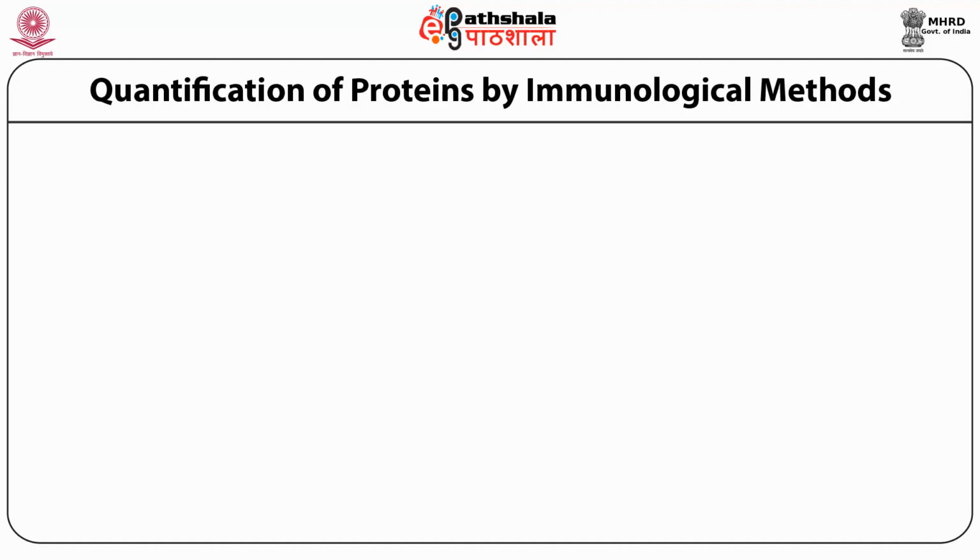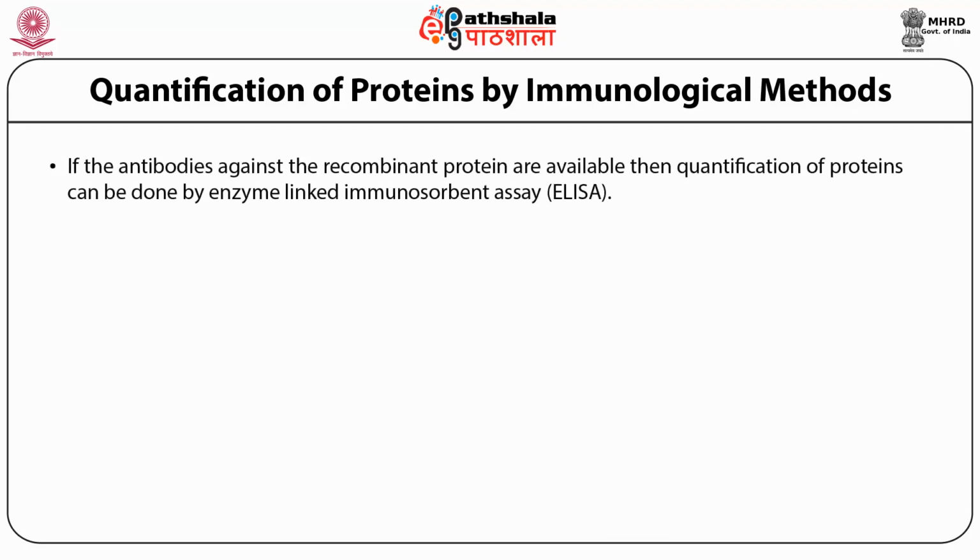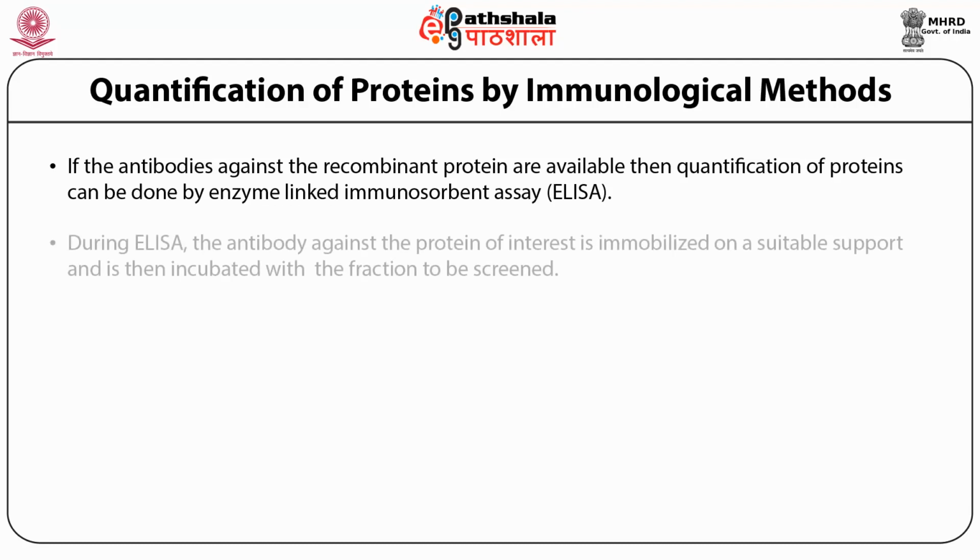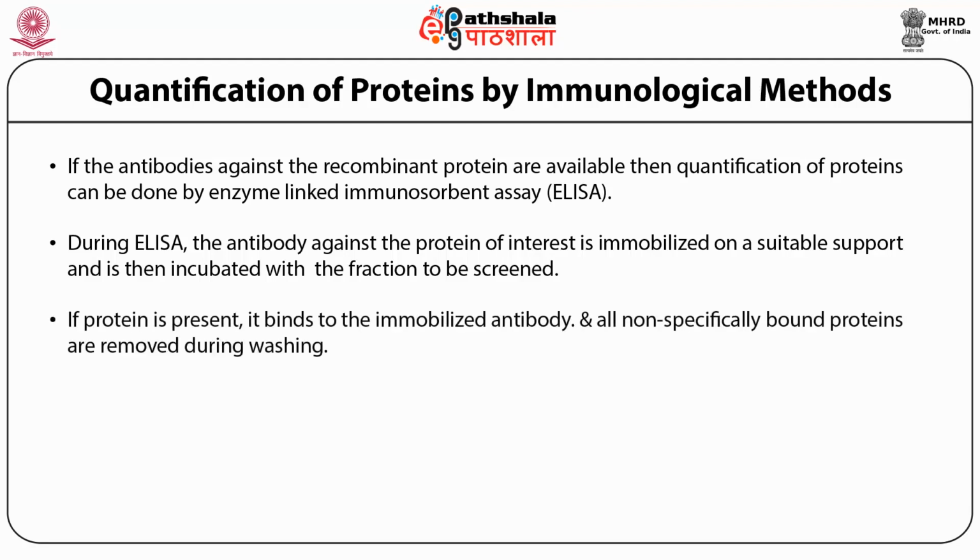There are various immunological methods available to quantify proteins. If the antibodies against the recombinant protein are available, then quantification of protein can be done by the technique known as enzyme-linked immunosorbent assay, that is ELISA. There are various types of ELISAs available, and in case of sandwich ELISA, the antibody against the protein of interest is immobilized on a suitable support and is then incubated with the fraction to be screened. If the fraction contains the protein of interest, it binds to the immobilized antibody.